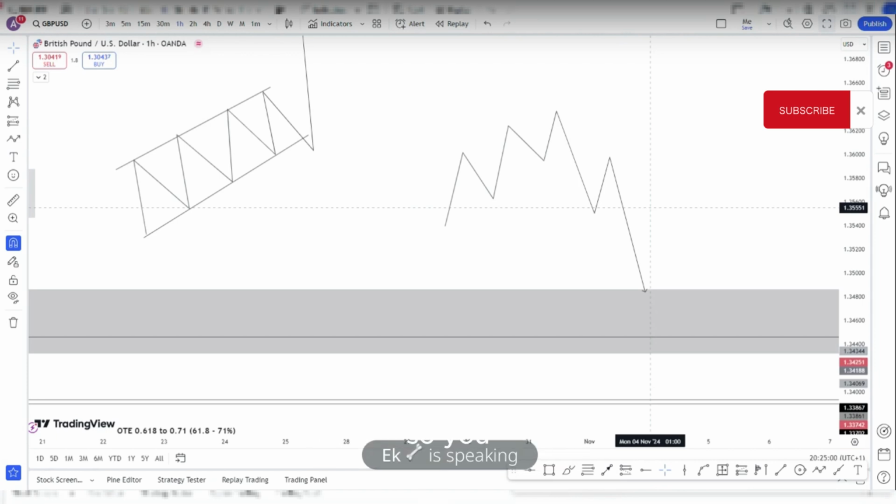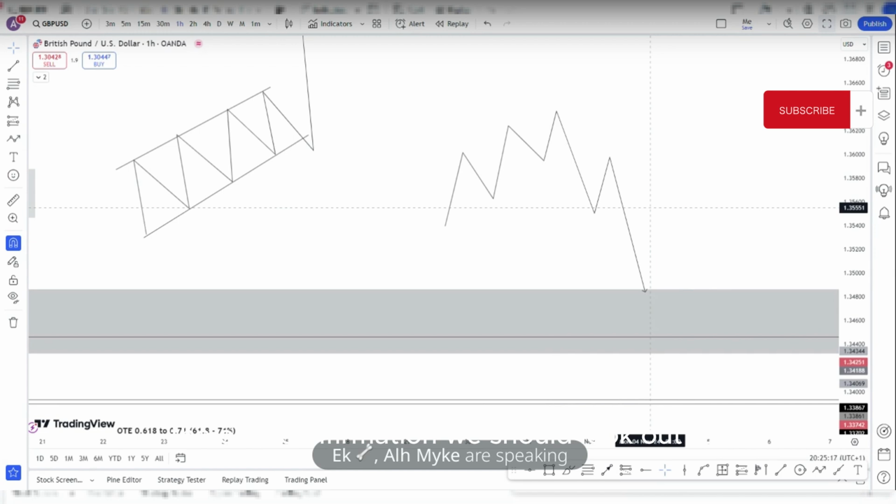Just a confirmation for this particular entry. Sorry, you're breaking up again. Okay, can you hear me now? Yes, good. Go ahead. All right. I said for this particular entry model, that's the breaker block, right?